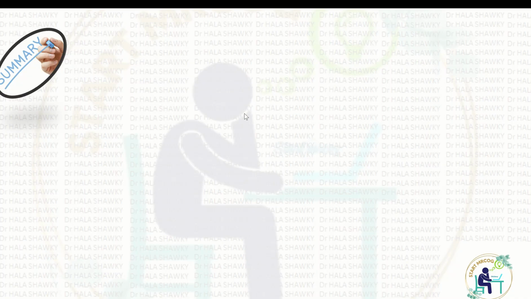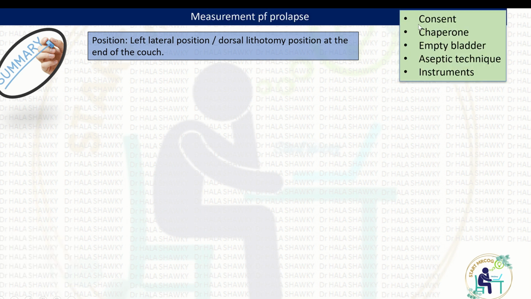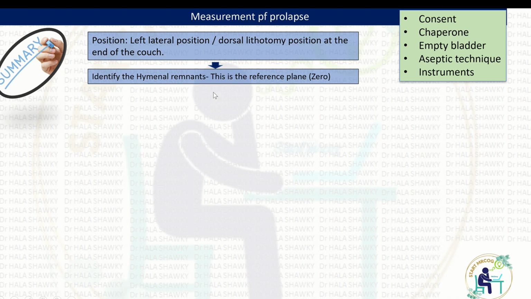Now let's summarize how we measure the prolapse. First, position. The patient should be in left lateral position or dorsal lithotomy position at the end of the couch. Before we start the measurement, we need to take consent in the presence of a chaperone, with the bladder empty, aseptic technique, and instruments ready. We will identify the hymenal remnants and this would be the 0 point.